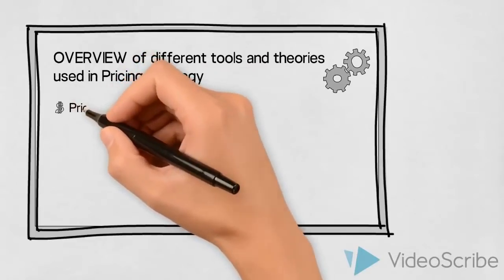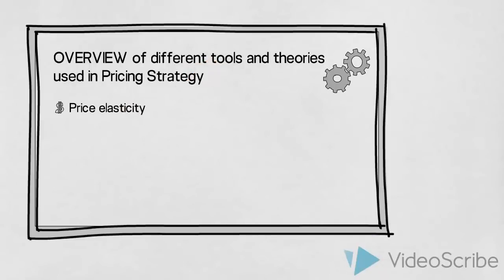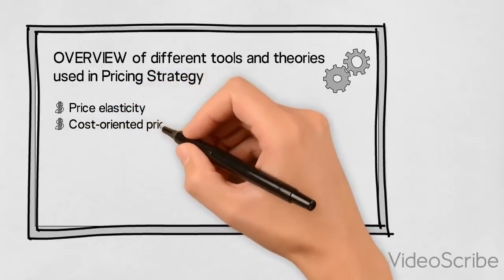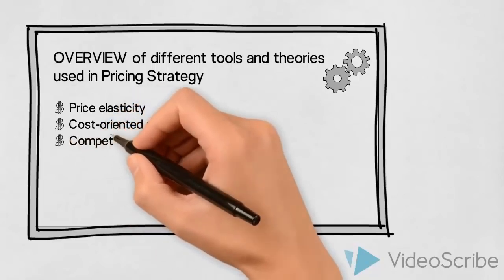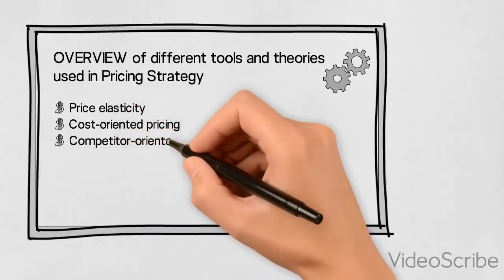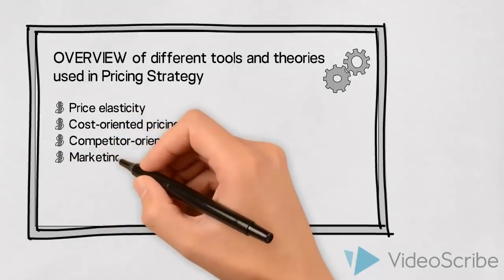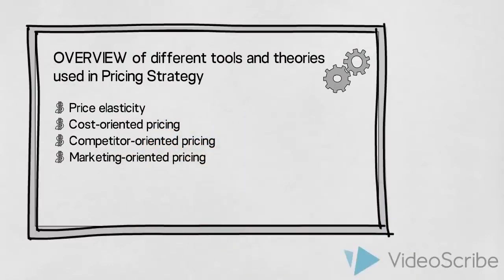Price elasticity can be looked at. To what extent, if at all, will a price change impact the demand for our product or service? Secondly, cost-oriented pricing can be used. This is where we base our price on the different costs involved in producing and selling our product. We can also use competitor-oriented pricing. This is where we base our price on the knowledge we have about our competitors' prices and activities. Another option is the marketing-oriented pricing, which involves looking in depth at how our customers value our product or service.